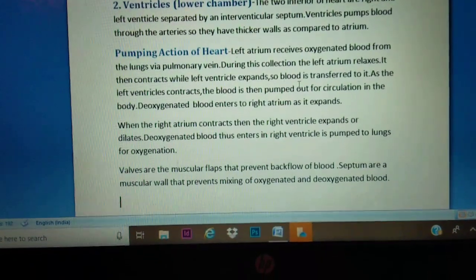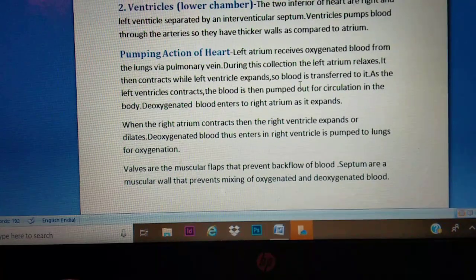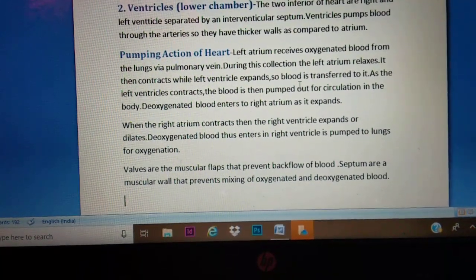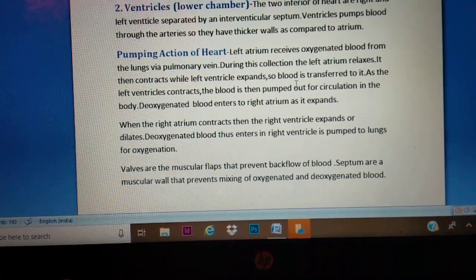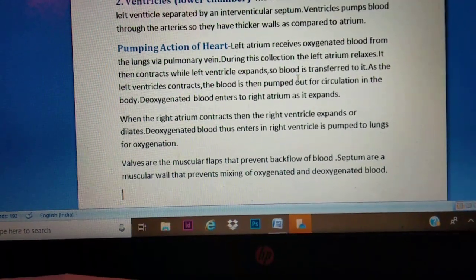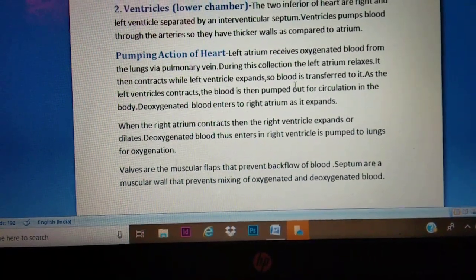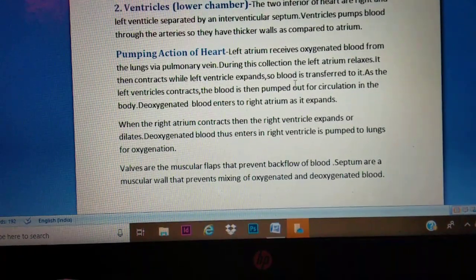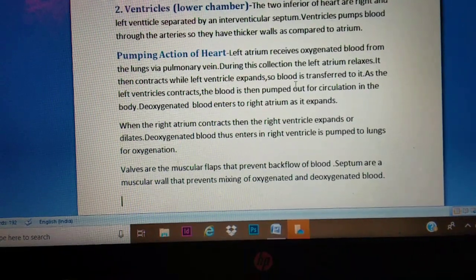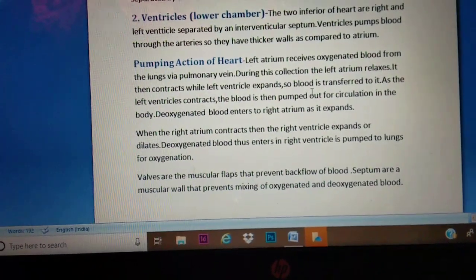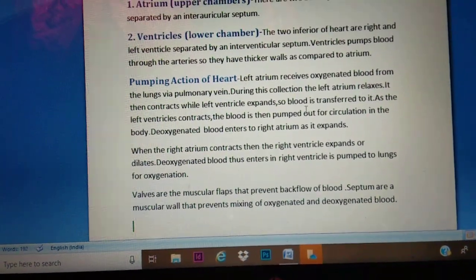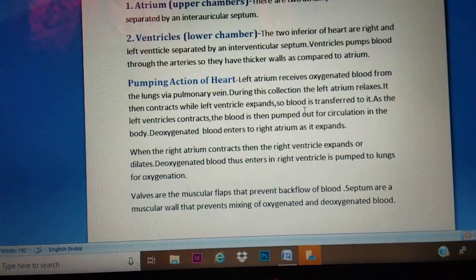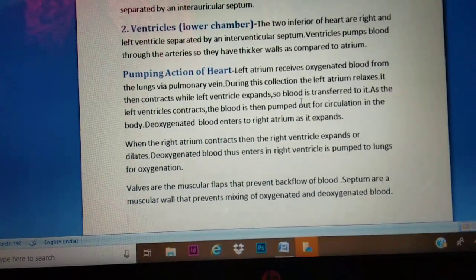Okay. Now during this collection the left atrium relaxes, and when it relaxes then the blood enters into it, and when the left atrium contracts then the blood enters into the left ventricle, and so blood is transferred from the left auricle to the left ventricle. Now as the left ventricle contracts, the blood is then pumped out for circulation in the body. That means this all is due to the contraction and relaxation of the auricle and ventricles.